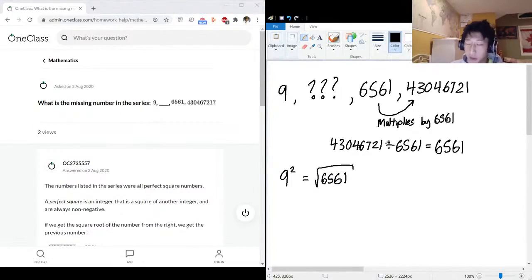So 9 squared, thinking back to my times table, is a solid 81. And pull out the handy dandy calculator again. The square root of 6,561 is 81. Hey, would you look at that? That means 81 squared becomes 6,561. So our missing term in the pattern is 81.